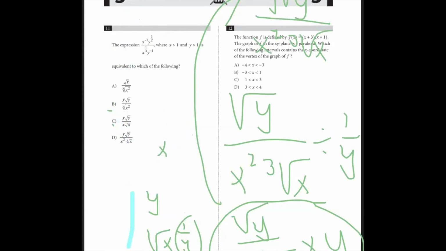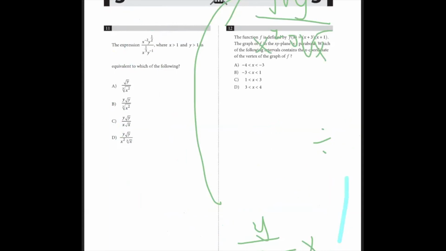But it's really just about knowing how to simplify the exponents and put them in simplest form, or put them in the answer that you'd like. The reason I was doing that is because I noticed that they had all the y's on the top and all the x's in the bottom. That's why I put all the y's on the top and all the x's in the bottom. And the only answer that gives you what I wrote down is D.